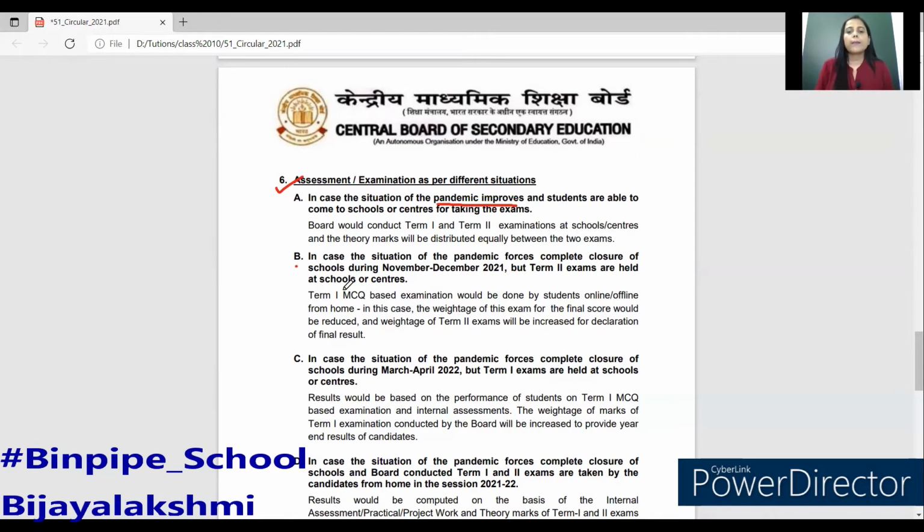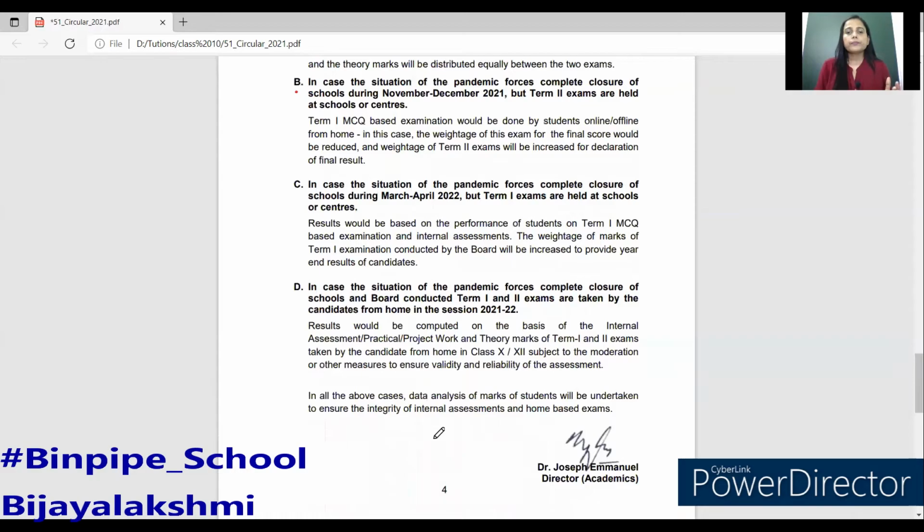In case of the pandemic situation, complete closure of the school during March, that means the term 1 examination had been held and term 2 couldn't be held, then the term 1 examination marks would be increased. Okay, so in this situation, the weightage of the term 1 conducted by the board will be increased. The weightage of the term 1 examination will be increased here.